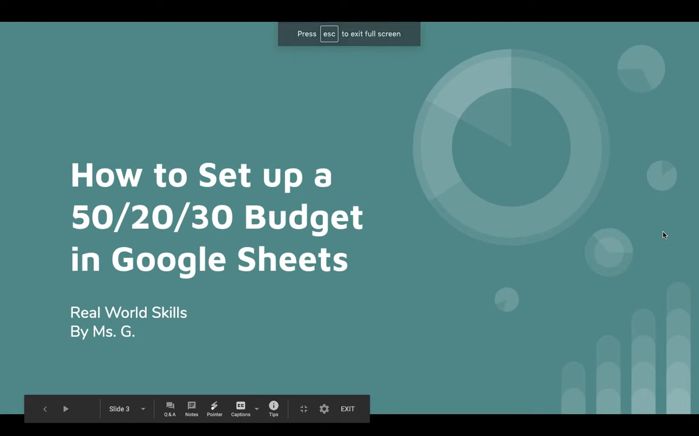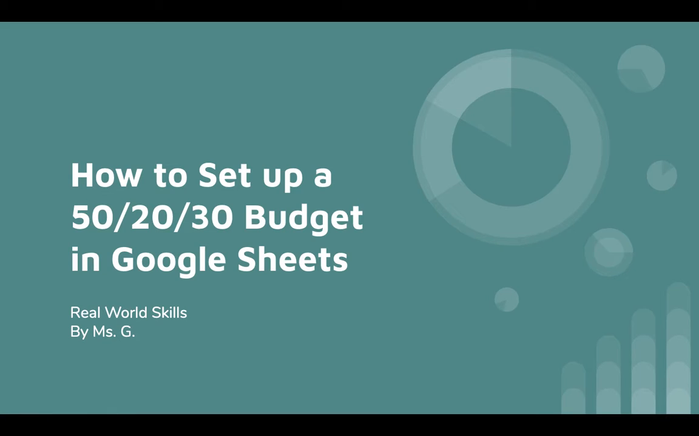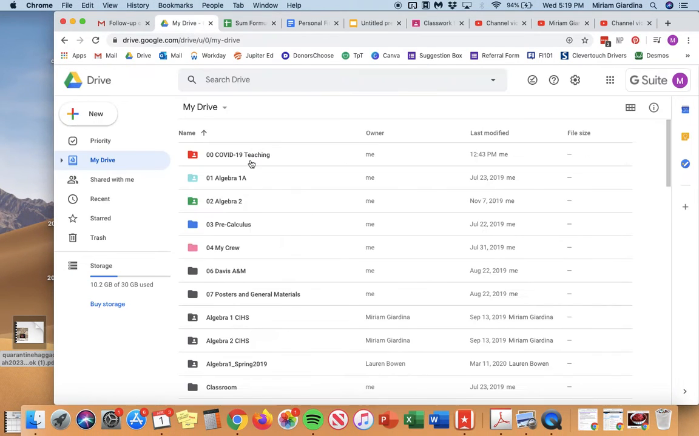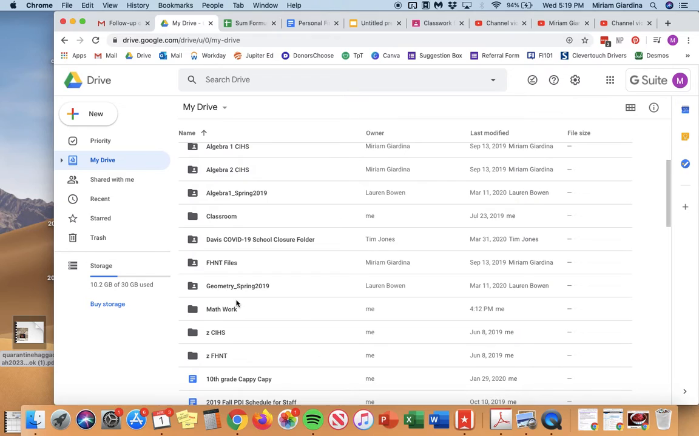All right, so this lesson is going to be about the 50-20-30 budget rule. So you need to have watched the lesson that I taught really going into budgets. This is just how you do it in Google Sheets. Okay, so let's go into our math folder in our Google Drive.